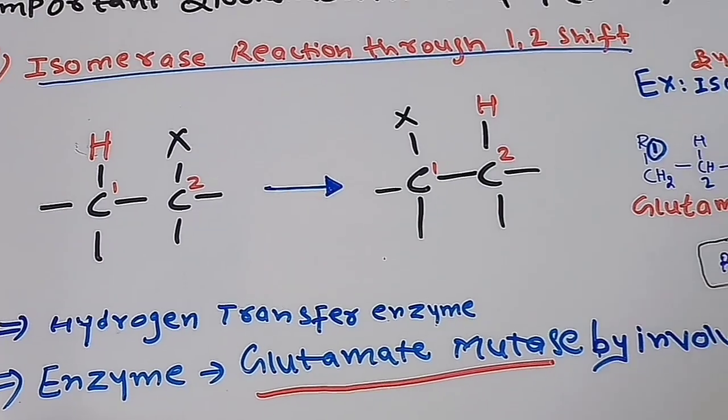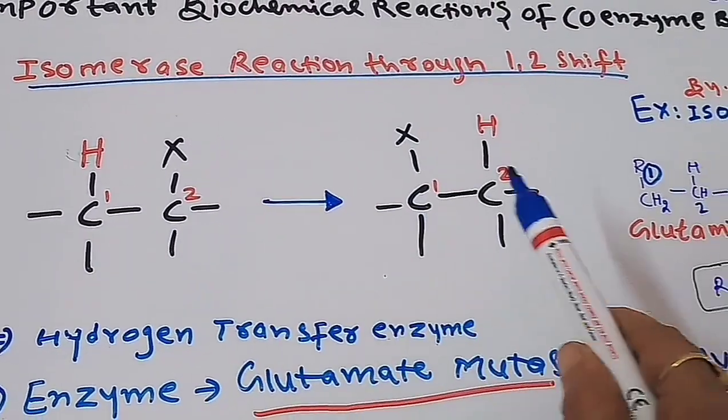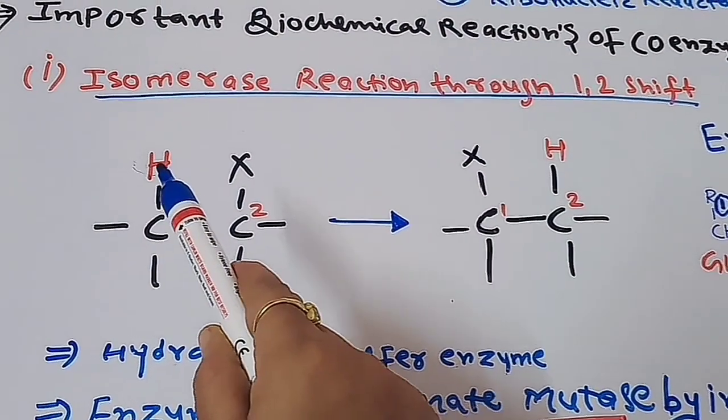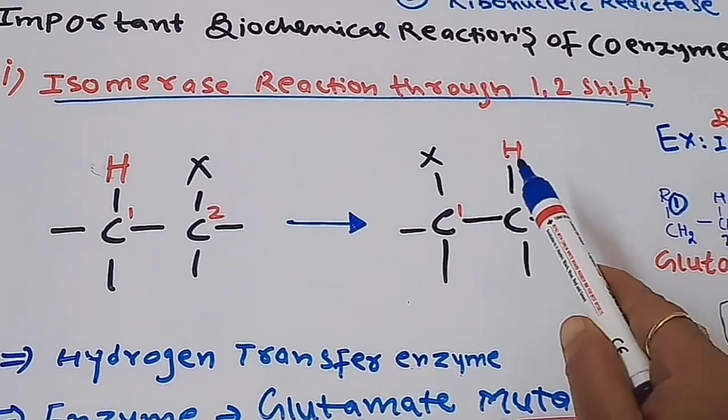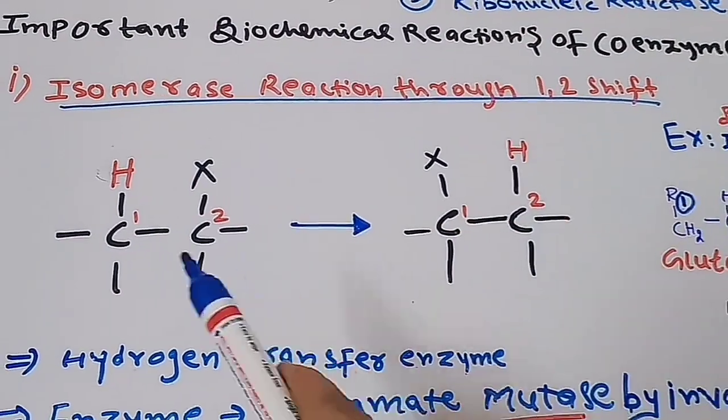Isomerization is an isomerase reaction through the 1,2 shift. Here in the diagram you can easily see these are the 1,2 positions of the carbon, and the H group is shifted to the second carbon. So it is the simple 1,2 shift of substituent groups in a compound.